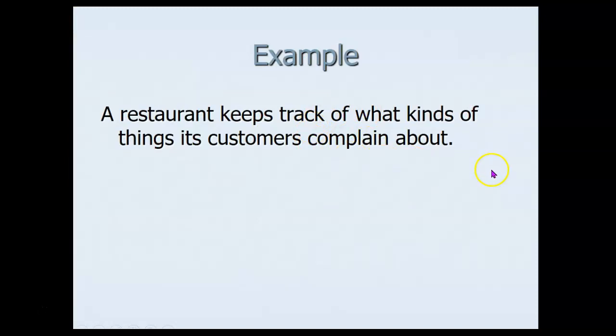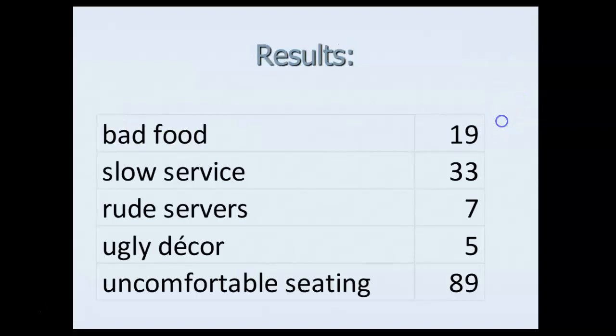So let's say, for example, a restaurant has been keeping track of the things that its customers complain about. So every time they get a complaint about something, they make a note of that. They keep track of what kinds of complaints they get about what kinds of things. And here are the results.